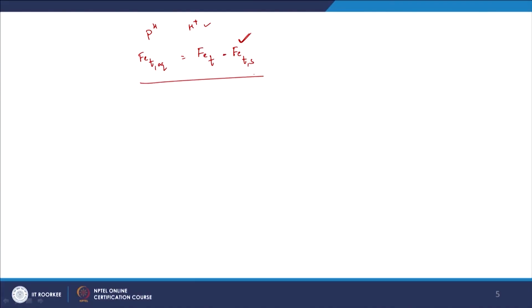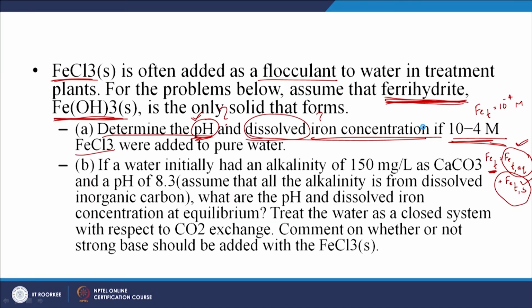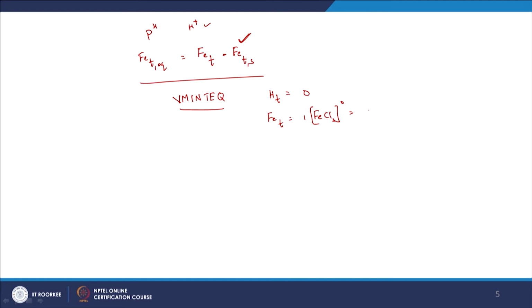But now let's see how to set it up in Visual MINTEQ. What are the aspects that we need to look for? I need to give the total component concentrations. If you remember, H total is equal to 0, and Fe total was equal to 1 times FeCl3 naught, which was 10 power minus 4 molar. And Cl total is equal to 3 times FeCl3 naught, so 3 into 10 power minus 4 molar.